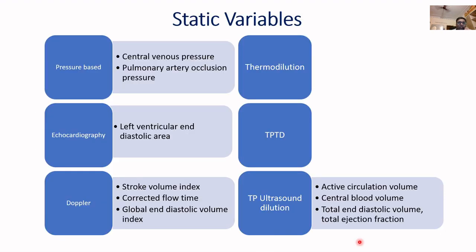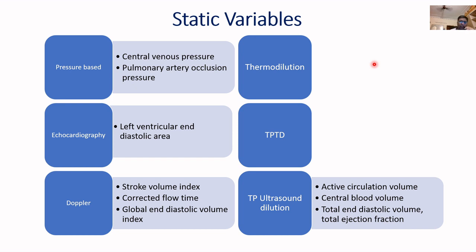Some static variables and dynamic variables, you must have read about it. Static variables measure single parameters, like central venous pressure, a single reading, or pulmonary artery occlusion pressure. On echo we can measure the left ventricular end diastolic area, and Doppler stroke volume index, corrected flow time, global end diastolic volume index. Then based on some extra monitors, we can use either pulmonary artery catheter thermodilution based methods or transpulmonary thermodilution based methods using the PiCCO and LiDCO type monitors.